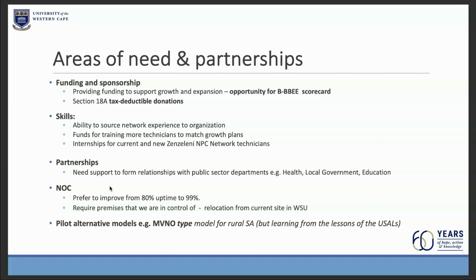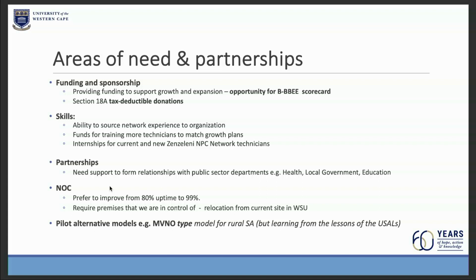So what are some of the areas of need? I think we need strategic partnerships to continue operating. Certainly, from a funding and sponsorship perspective, there are opportunities to partner with models like this, opportunities for BBBEE scorecards. As a not-for-profit, people who give us money have tax-deductible donations. I'm not talking about this just in terms of funding for Zenzileni, but if the model had to be replicated. From a skills perspective, partnerships to help develop further technicians, train more young people, internships for our current and future network technicians. Support to create partnerships with the public sector, who could become formidable anchor clients.